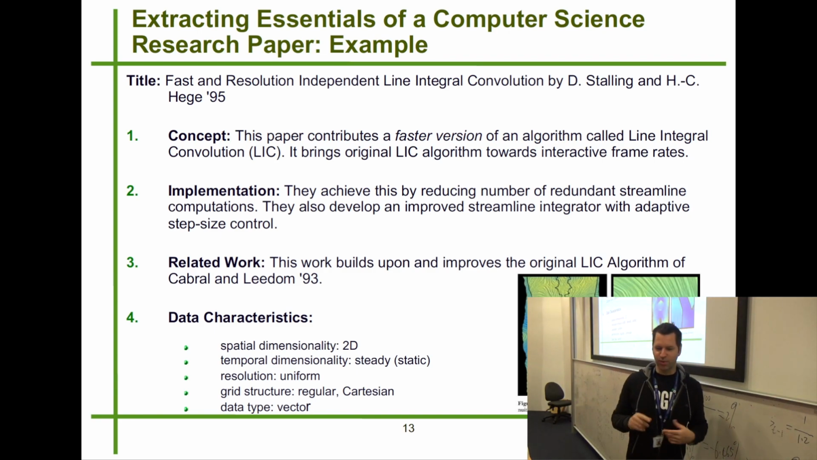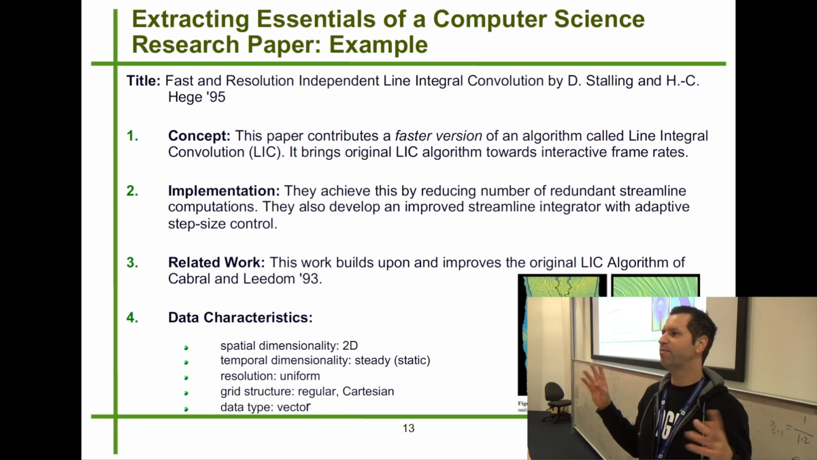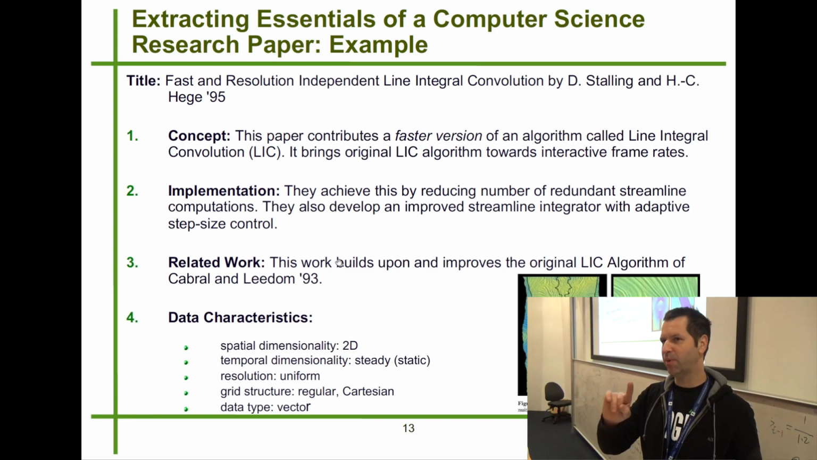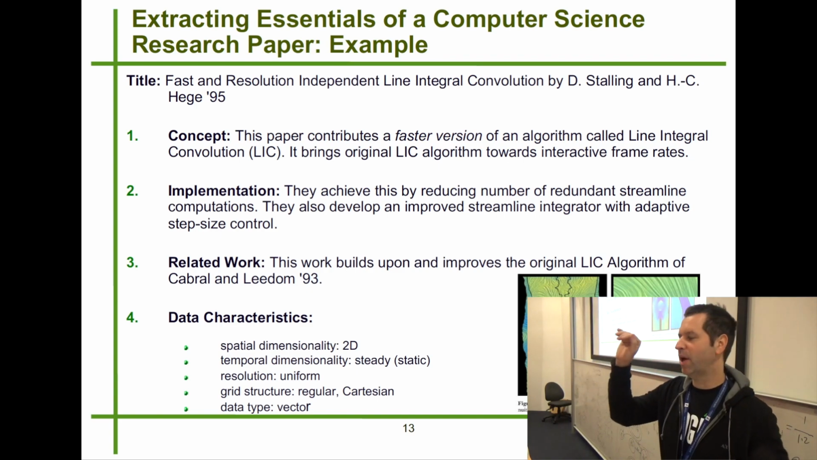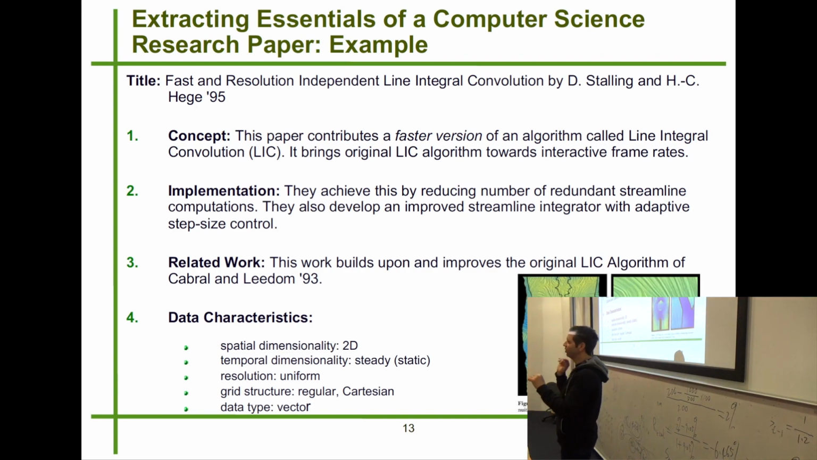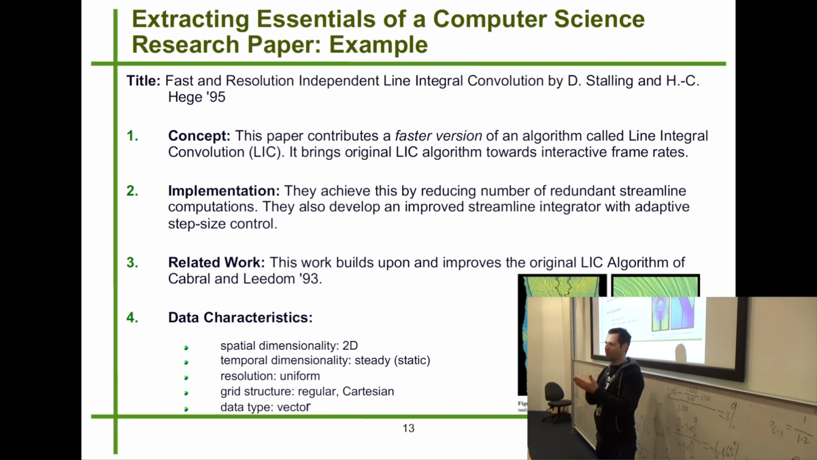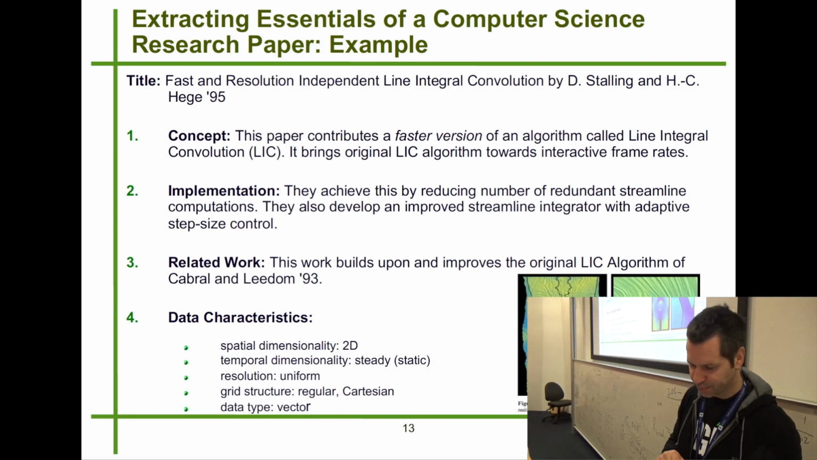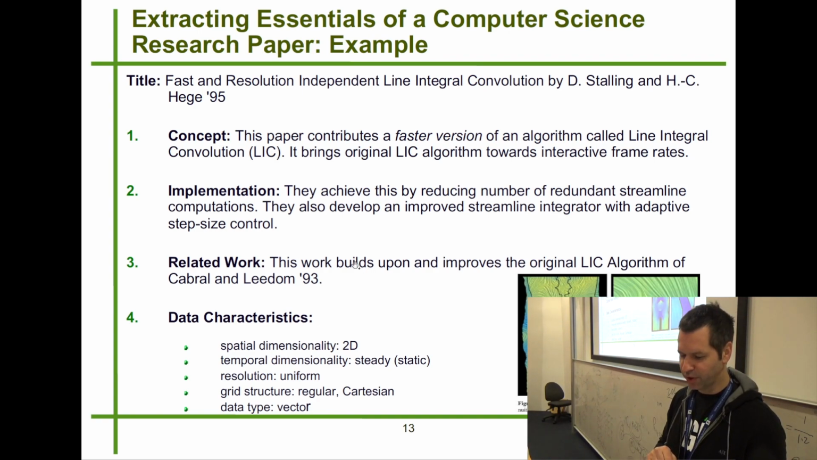And then the related work section is kind of big. It's like a page or whatever. But there's one paper that they're really focusing on. There are a bunch of related papers, like 10, 20 related papers. But if you look at the related work section, you'll find out there's really one paper that they've decided, we are going to double the processing speed of this one previous paper. So it builds upon the original LIC algorithm.